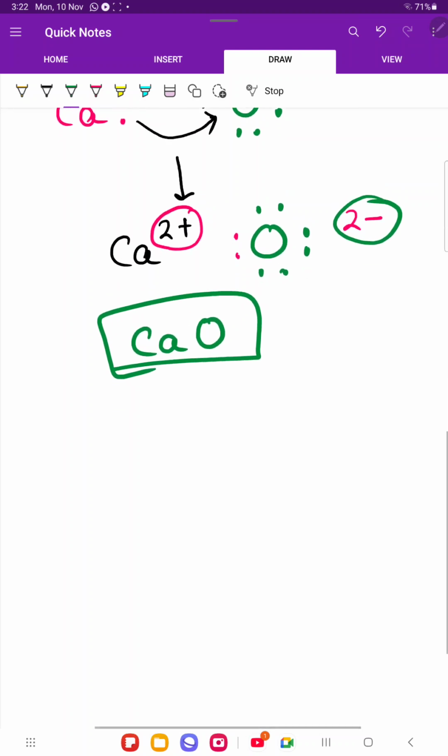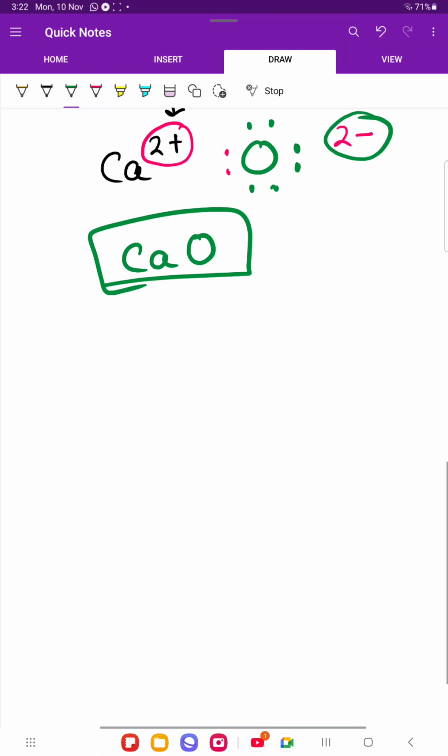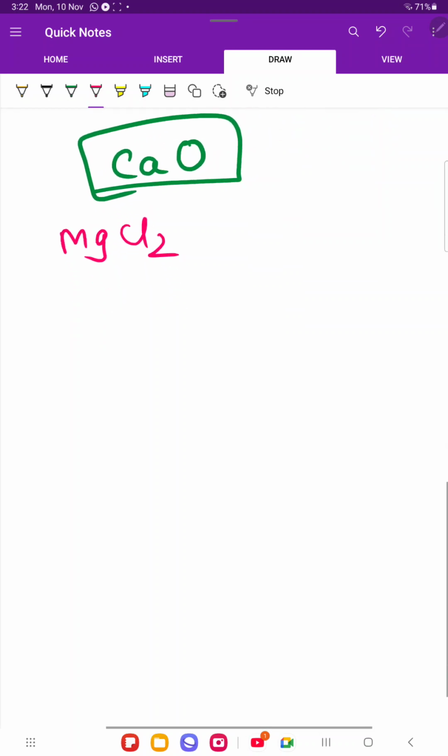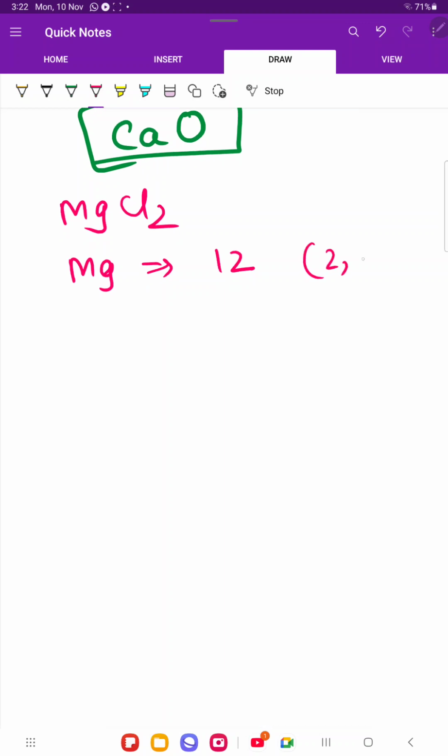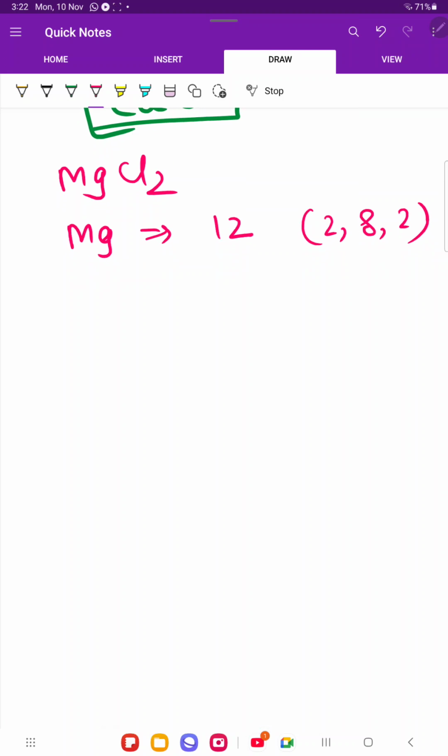Okay, fine. Now we'll move forward to draw the structures for other ionic compounds, whatever is given in the book. So the next example is magnesium chloride. Quickly, let's see how many total electrons magnesium has. It has a total of 12 electrons, so the configuration will be 2, 8 and 2. This is the metal.